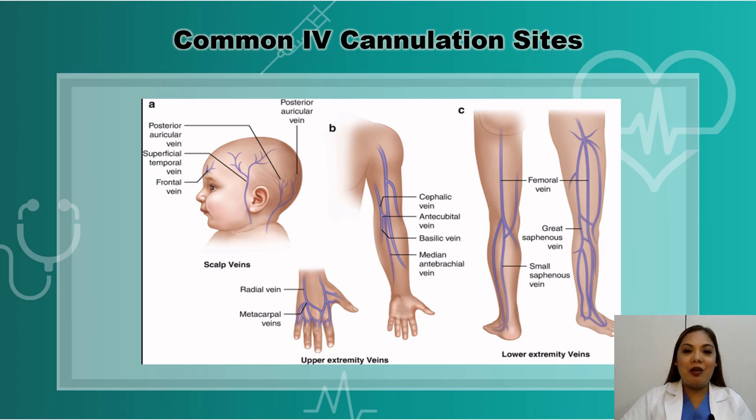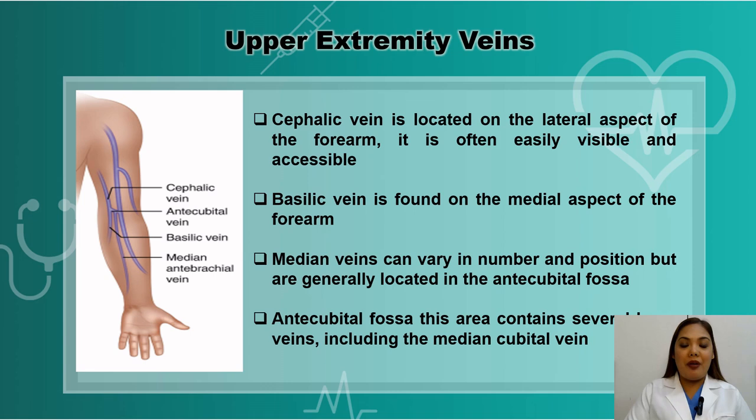Intravenous cannulation involves selecting the right vein for effective access. Consider your patient's condition and restrictions when selecting the appropriate cannulation site. Veins of the upper extremities. Cephalic vein. It is located on the lateral aspect of the forearm, and it is often easily visible and accessible. It is suitable for larger cannulas and is less likely to collapse.